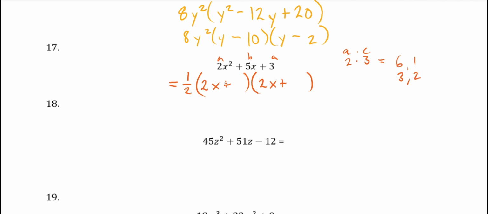6 and 1 have a difference of 5, but because these signs are the same, we're looking for a sum of 5, which is going to be 3 and 2. Finally, we reduce our answer. Notice that this one has a greatest common factor of 2. That can be pulled out.